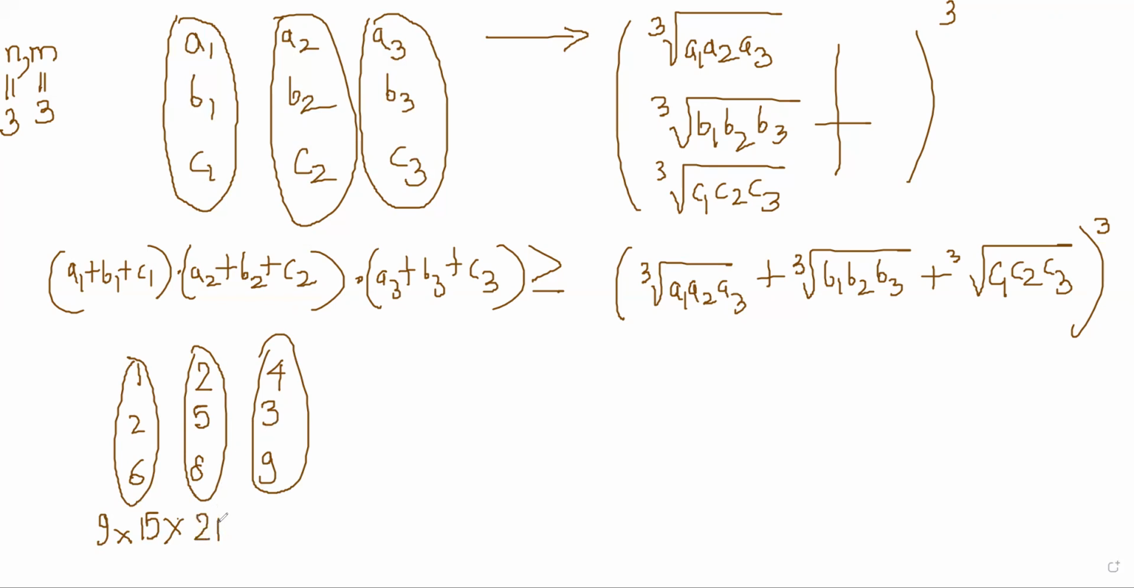4 plus 3, no, 16, obviously. 16, right? 9 into 15 into 16 is greater than or equal to, yeah, the cube root of 8 plus the cube root of 2 into 5, 10 into 30, plus the cube root of 6 into 8 into 9, right? Which is 432, correct? So whole cube of that.